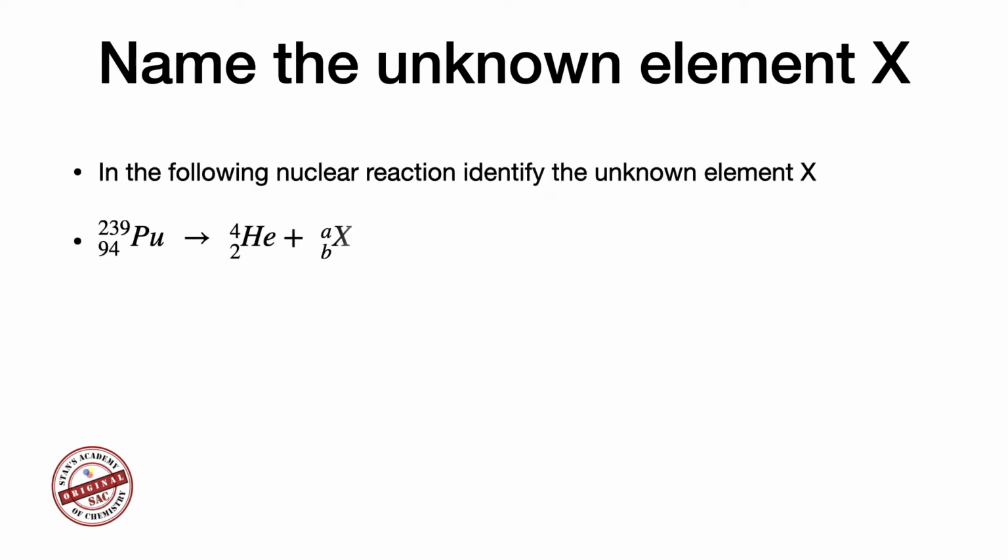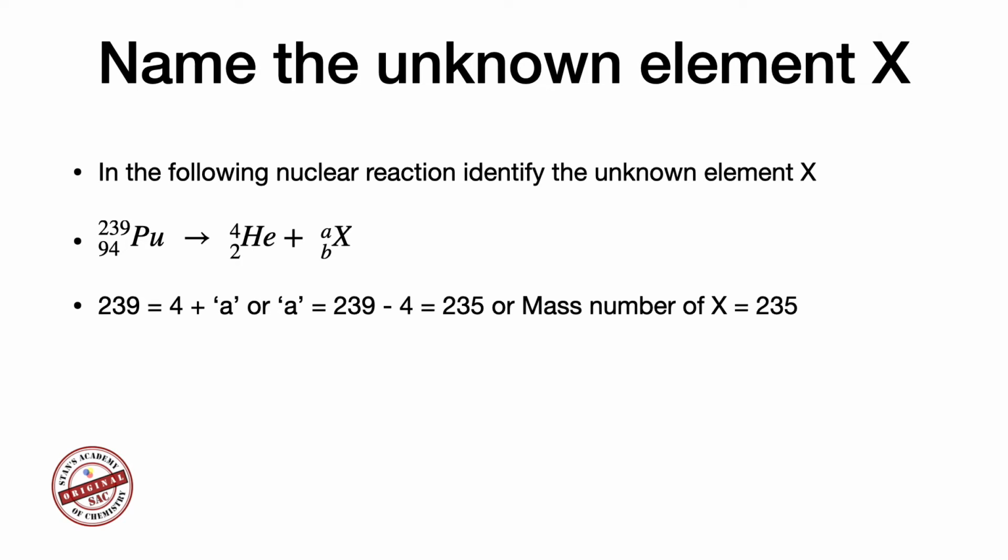Here in the following reaction, you'll find on the product side you have an element X, an unknown element. The reactant is plutonium 94 239. The atomic number is 94 and the mass number is 239. It produces an alpha particle or a helium nucleus, which is 2He4. Along with it, it produces a new element, which is X. We need to find out the value of the mass number and the atomic number. A represents the mass number and B represents the atomic number.